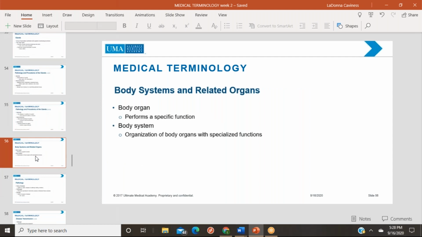Body systems related to organs. A body organ performs specific functions. Body systems is the organization of body organs with specialized functions.